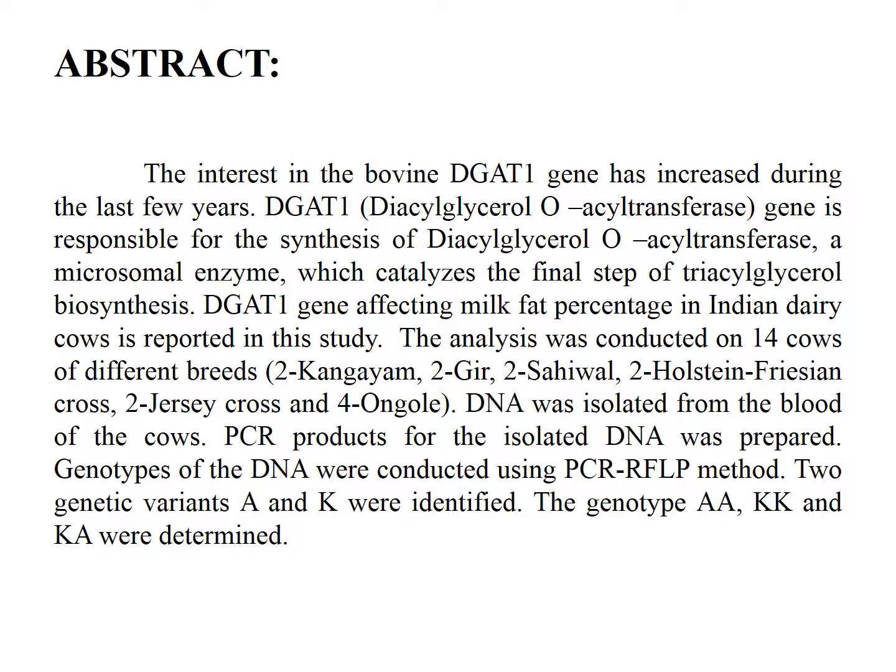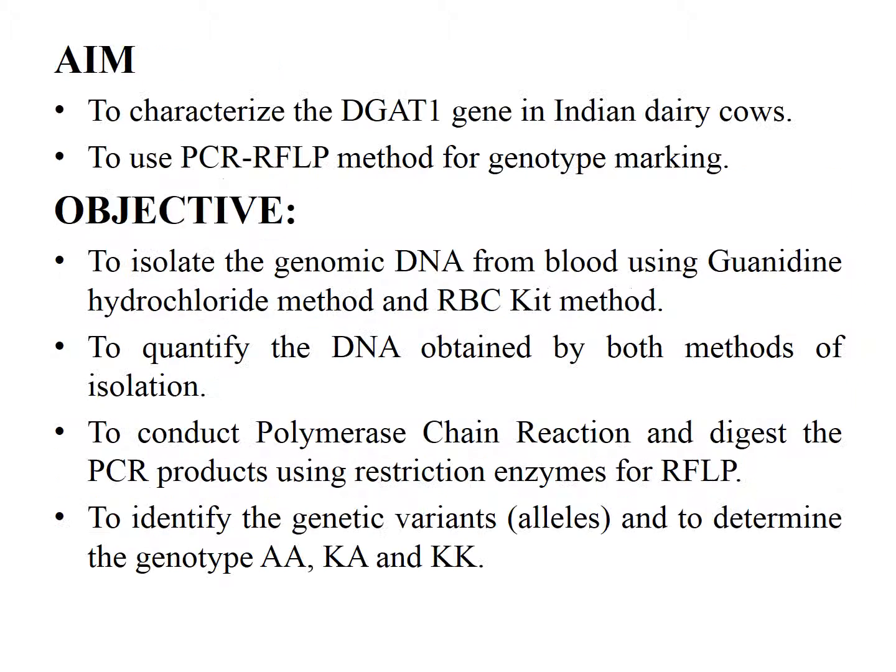The analysis was conducted on 14 cows of different breeds: Congayam, Gir, Sahiwal, Holstein Friesian Cross, Jersey Cross, and Ongole. DNA was isolated from the blood of these cows. PCR products for the isolated DNA were prepared. Genotyping of the DNA was conducted using the PCR-RFLP method. Two genetic variants, A and K, were identified. The genotypes AA, KK, and KA were determined.